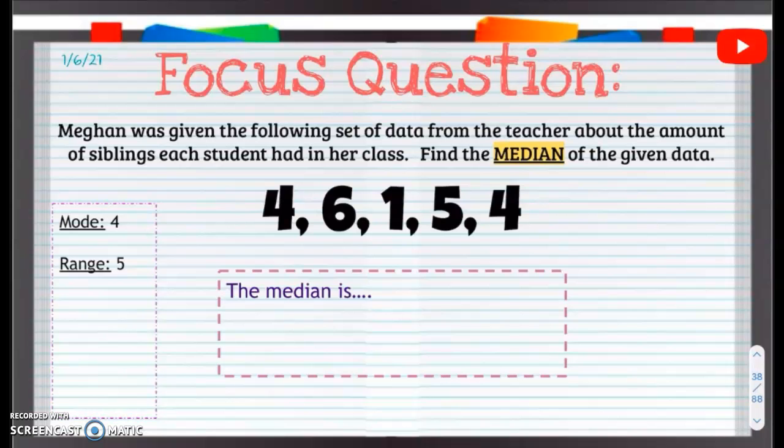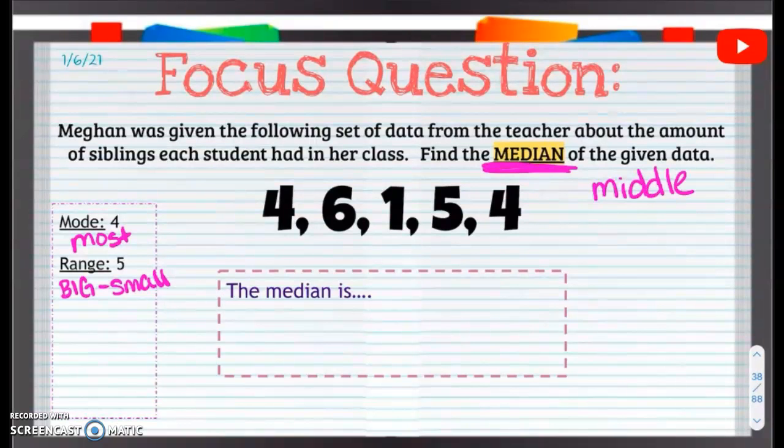So we already found the mode, which remember we meant most. And then we found the range, which was the big number minus the small number. So now we're going to find the median. Median is going to be the middle. But the middle, when you put them in order, so you must put in order.